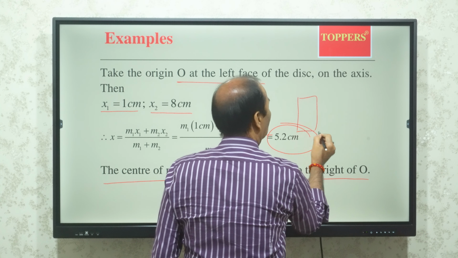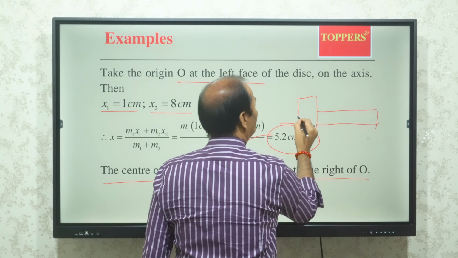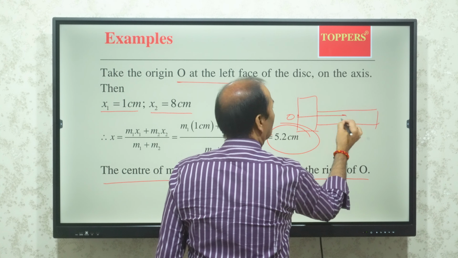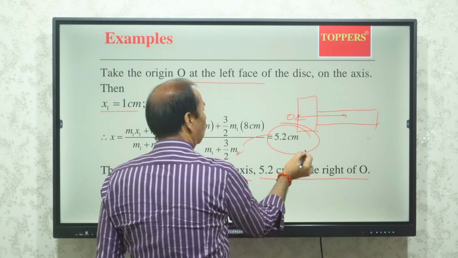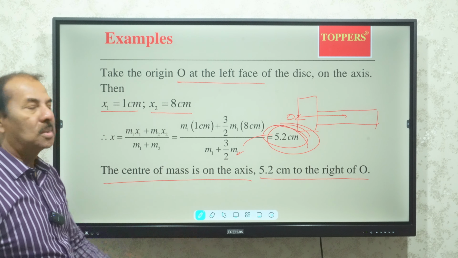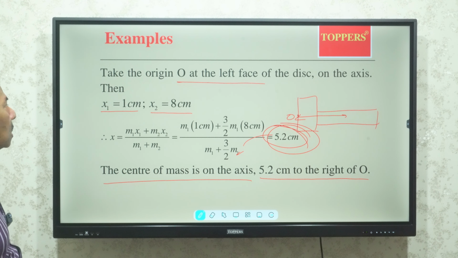This was our object. So here we have this point O. So from this point at a distance of 5.2 centimeters, that is the center of mass. So that way we can calculate it.